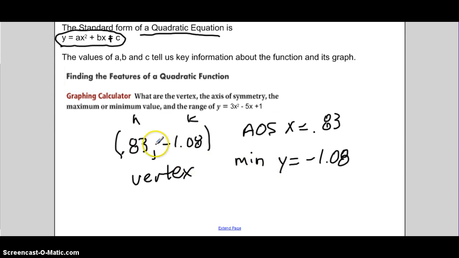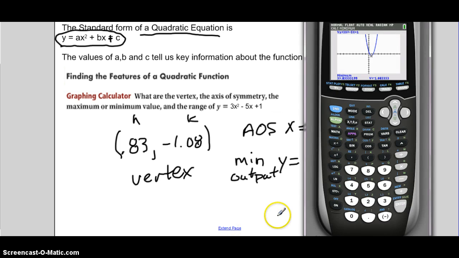Do not put down the coordinate. That is not what we want. We want the minimum output or maximum output. Now we want to take a look at the range. And the range is all the possible y outputs.